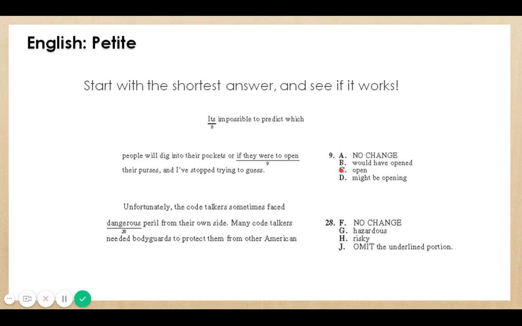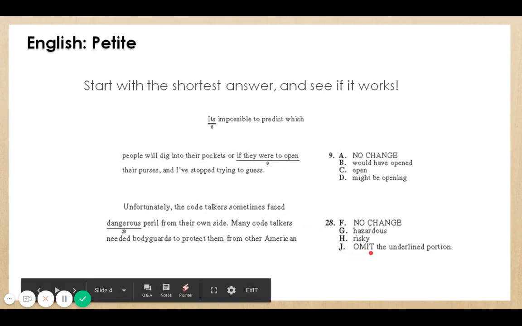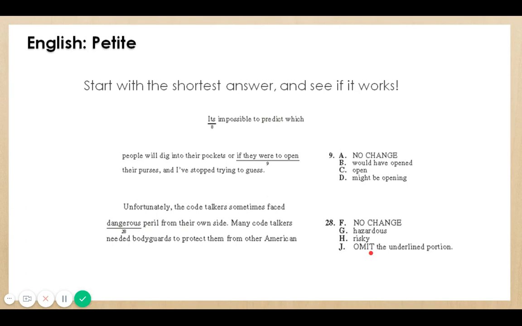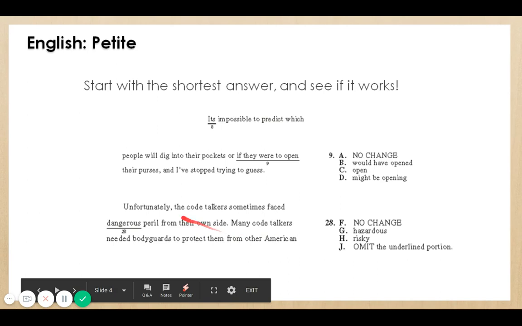Why it's open is because the other verb tenses were wrong, and we need to keep it short and simple. If they were to open, it made it way too long and wordy. When omit or delete, as the more recent tests have, is an option, it's the right answer 80% of the time. So I would read it without it in.